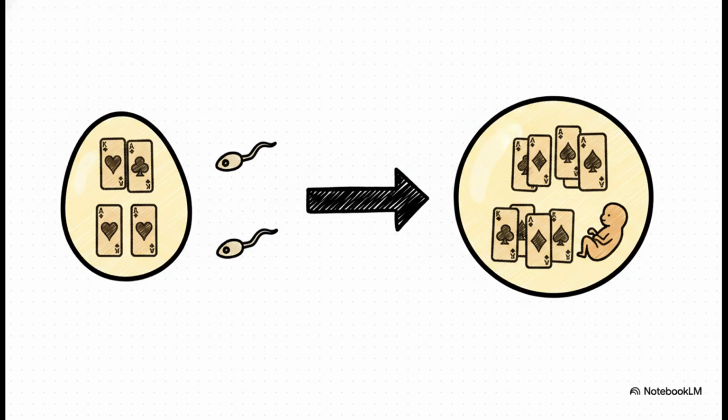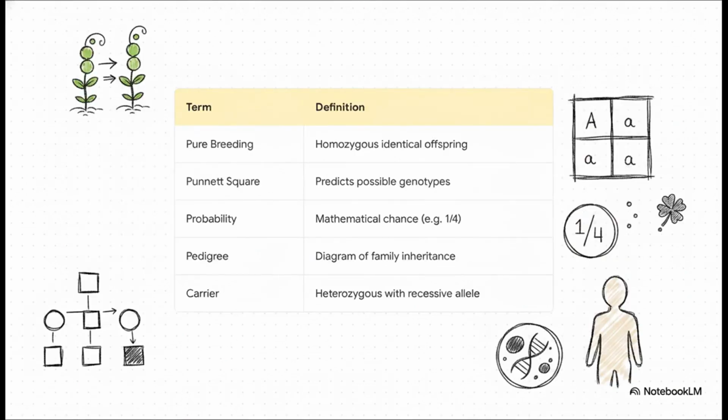But when two gametes fuse together, they form a zygote. The zygote is diploid, represented by 2N, meaning it now has two complete sets of chromosomes, a full deck, and is completely ready to develop into an embryo. Let's look at some essential predictive tools scientists use. Pure breeding refers to homozygous individuals that produce identical offspring.